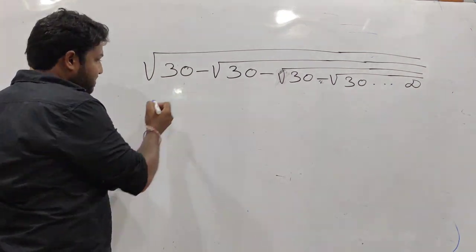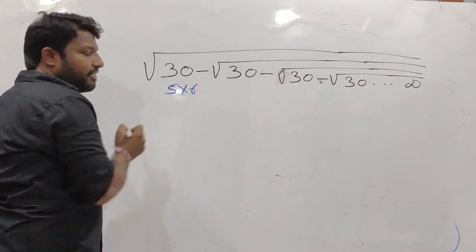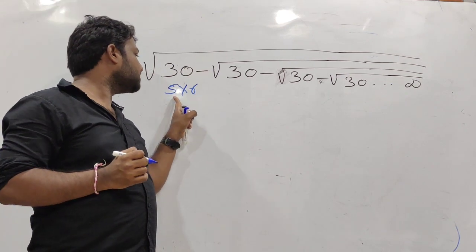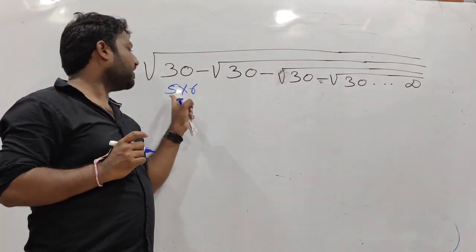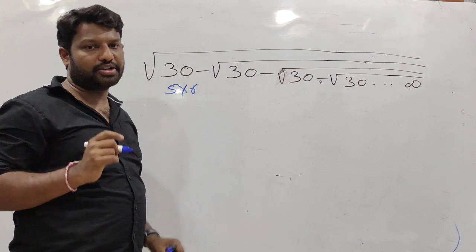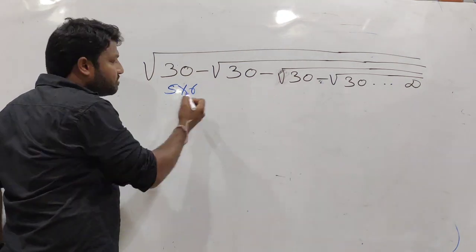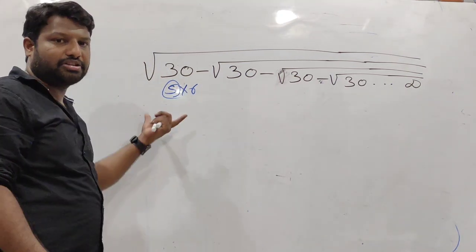So I can write 30 as 5 into 6. 30 ని 5 into 6 అని రాయొచ్చు కదా. వీటి మధ్యలో డిఫరెన్స్ ఎంత ఉంది, 6 minus 5, 1. ఓకే, 30 ని 5 into 6 రాసాను, వీటి మధ్యలో డిఫరెన్స్ ఏముంది, 1 ఉంది. సో డైరెక్ట్ ఆన్సర్ ఏమవుతుంది, అన్ని మైనస్ ఉన్నాయి కాబట్టి ఆన్సర్ 5. Directly you can write like this.